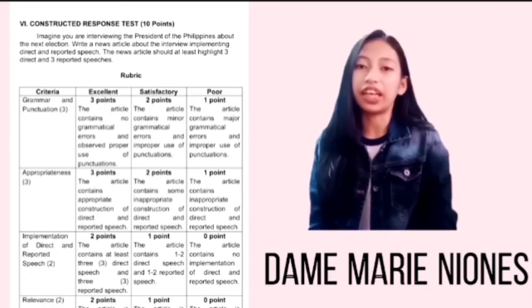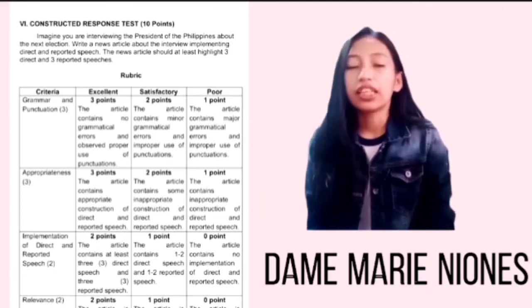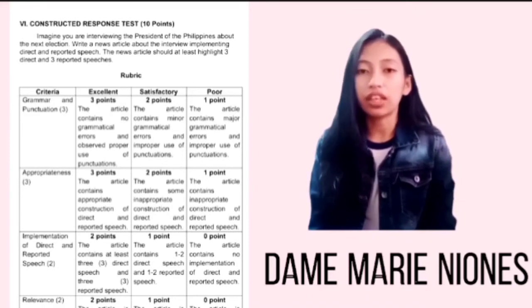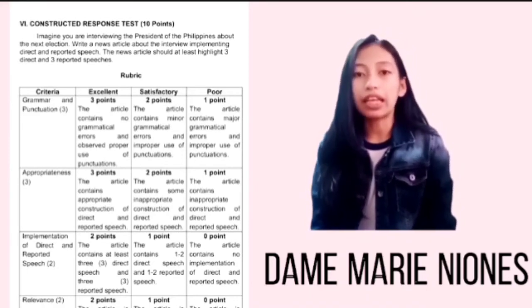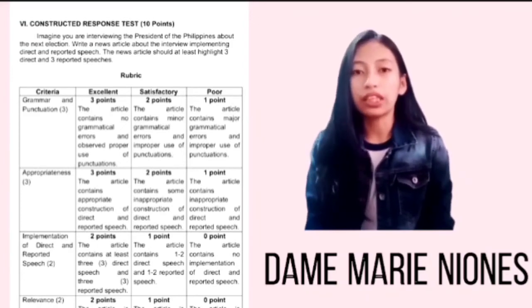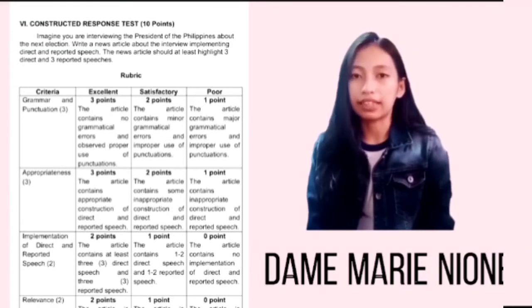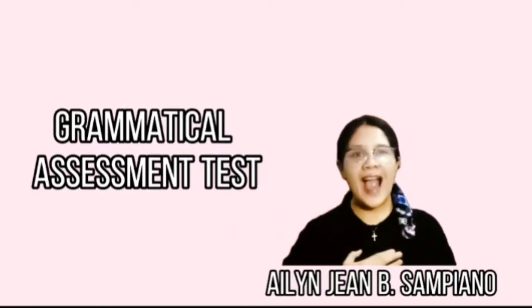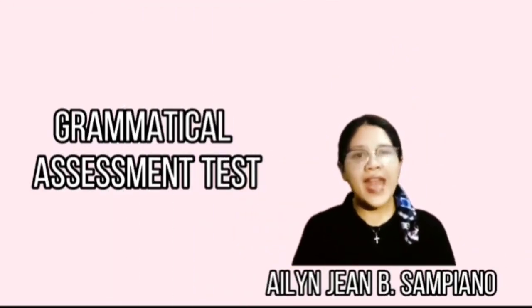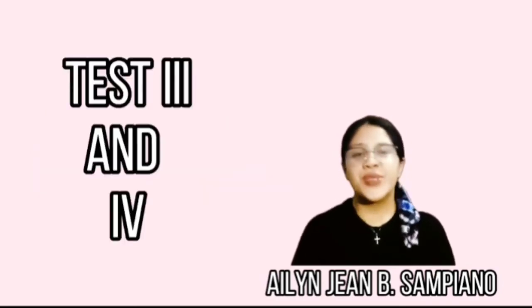The objective of the creating level in the table of specification is that the student must construct a news article using the appropriate direct and reported speeches, which is matched to the objective of Test 6, and that is the constructive response test.